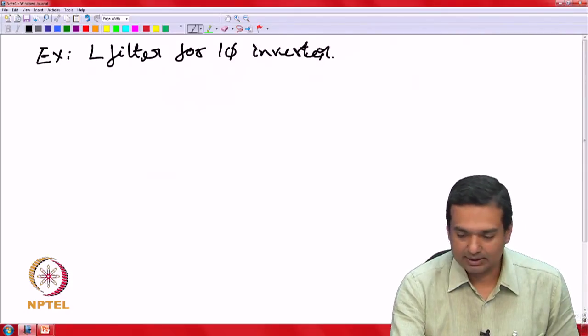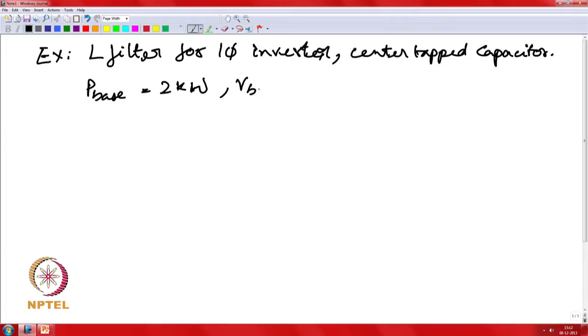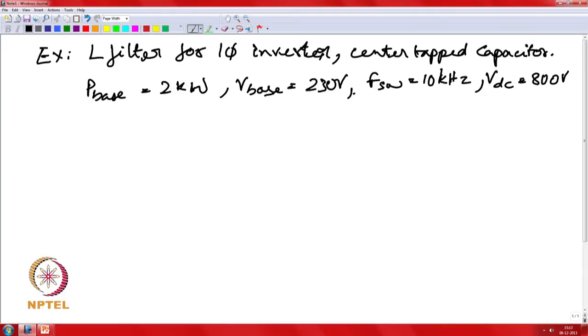So we are looking at a single phase inverter, the same center tapped capacitor topology. Let's consider a 2 kilowatt single phase inverter. So P base is 2 kilowatts, V base is 230 volts, 10 kilohertz switching frequency, DC bus voltage is, say, 800 volts, and you could then derive your expression for I base as 8.7 amps.